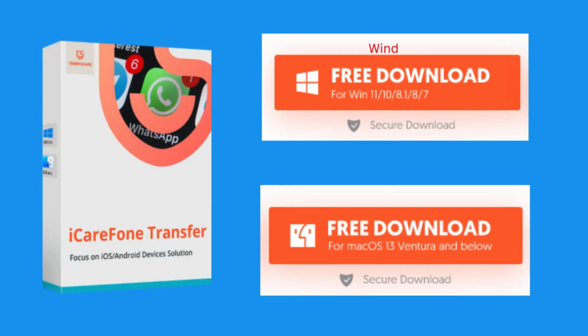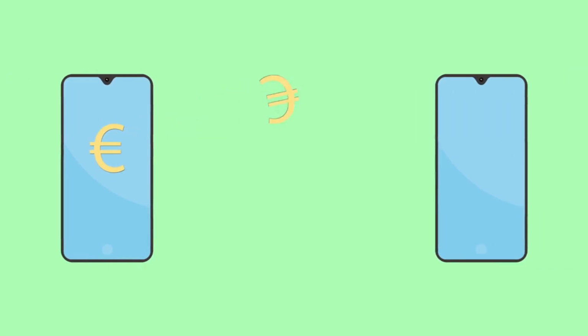Conclusion: due to the drawbacks of the other methods, it is always better to use Tenorshare iCare phone to transfer WhatsApp to your new iPhone, since it is pretty reliable and follows a secure method of transfer.